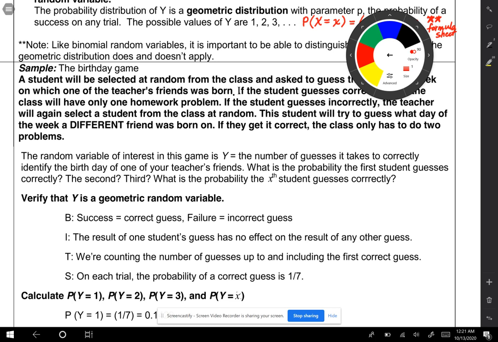So this is all pretty much done, but we're verifying. Success is a correct guess. Failure is an incorrect guess. For independent, the result of one student's guess has no effect on the result of any other guess. Therefore, you have a different friend. For T, we're counting the number of guesses up to and including the first correct guess. And S, on each trial, the probability of a correct guess is 1 out of 7 because there are 7 days in a week.